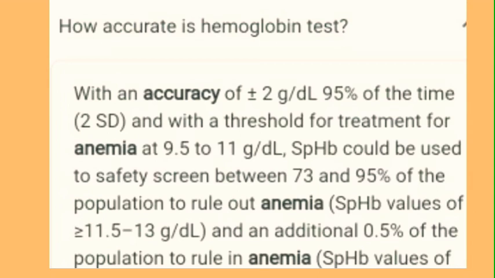SpHb value of not less than 11, or not greater than 11.5 to 13 gram per deciliter, and an additional 0.5% of the population enroll in anemia, that is SpHb values of 7.5.